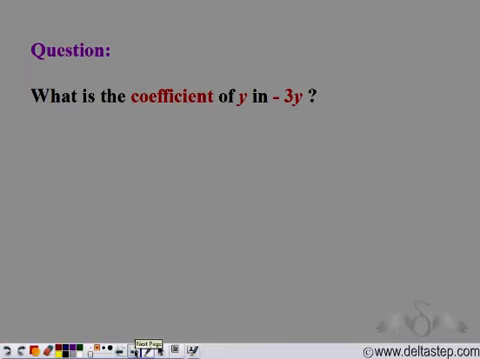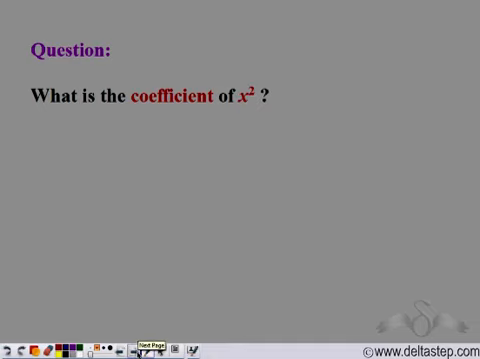Now can you tell me what is the coefficient of y in this term? It means what is the numerical part attached with y in this term? So the numerical part is -3. So the coefficient of y in this term is -3. Remember, it is not 3, it is -3. We also take into account the negative sign if it is there.